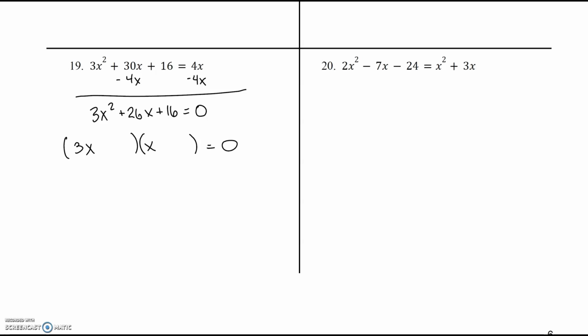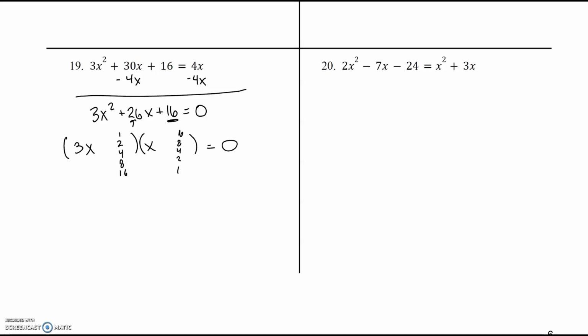To get 3x squared, the only way we'd be able to multiply two nice things would be 3x and x. Now we're going to take the factors of 16 and kind of guess and check our way to get 26 when we multiply them back together. So it might be 1 and 16. It might be 2 and 8. It might be 4 and 4. It might be 8 and 2. It might be 16 and 1.